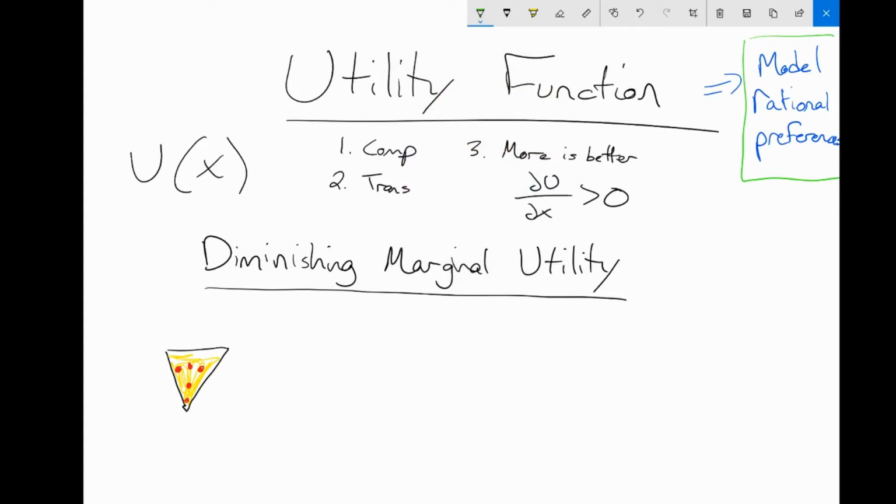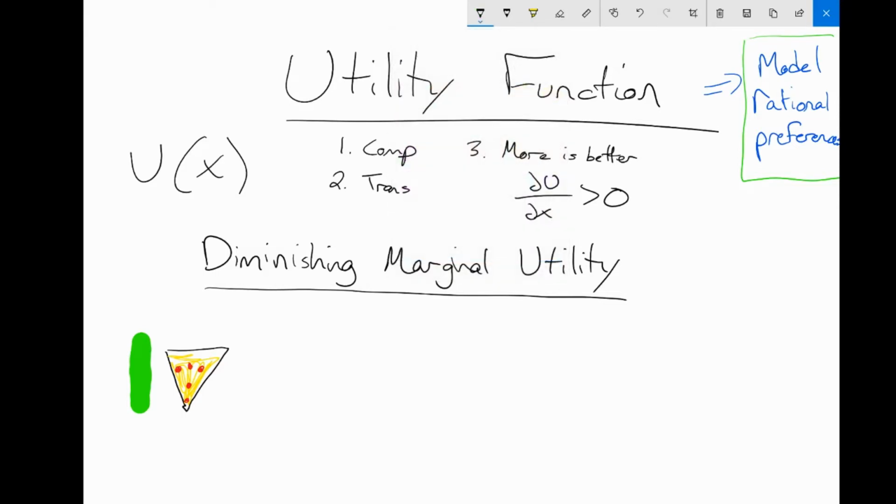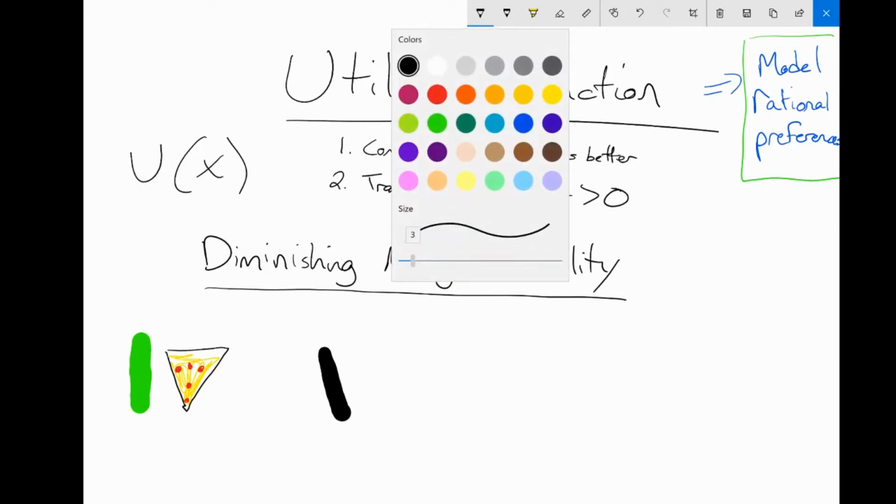You're very hungry. This is your first slice of pizza. I'm going to represent value here by green lines. So this is going to be of very high value to you. This first slice of pizza is going to be very valuable to you because you're starving. You're very hungry.